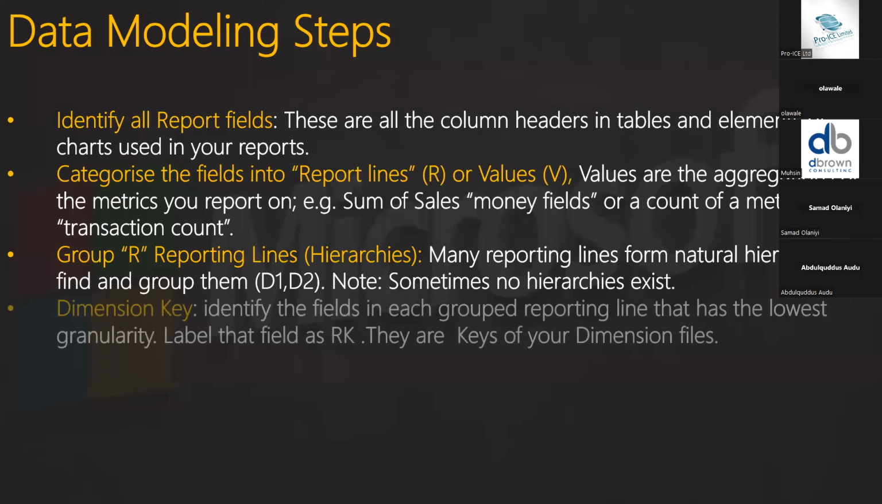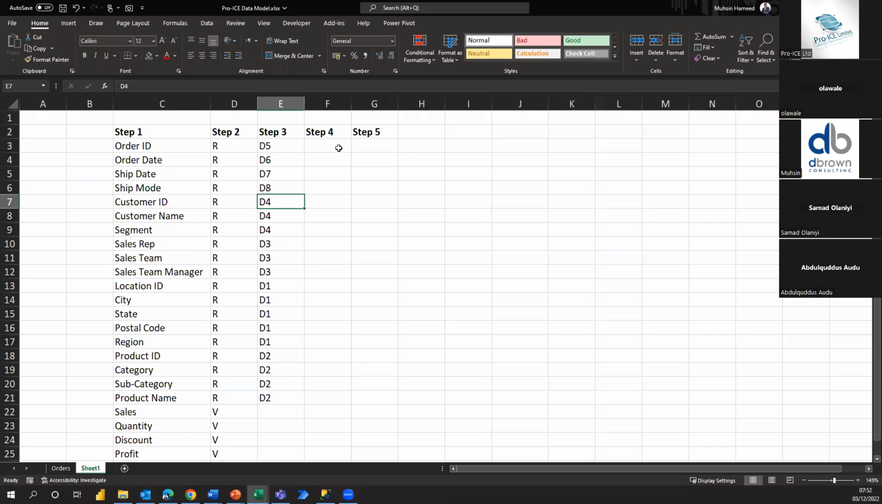Step number 4 is saying that we need to now identify a dimension key. What does a dimension key mean? It means that thing that has the lowest granularity. What we mean by granularity is just big words there. I know we already do know that. So what it means is that what is that thing that once we have it, it gives access to every other thing that we need.